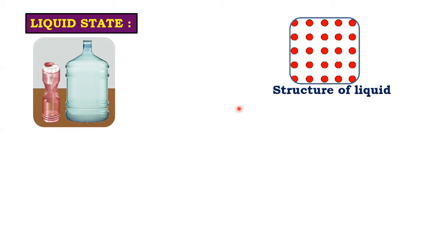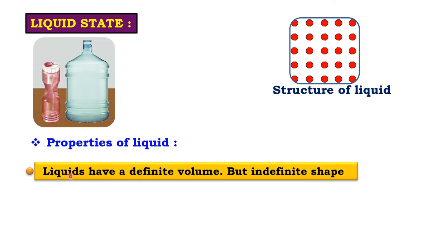Now, examples of liquid states are like water. Water contained in different containers. So here are the properties of liquids. First property: liquids have a definite volume but indefinite shape.